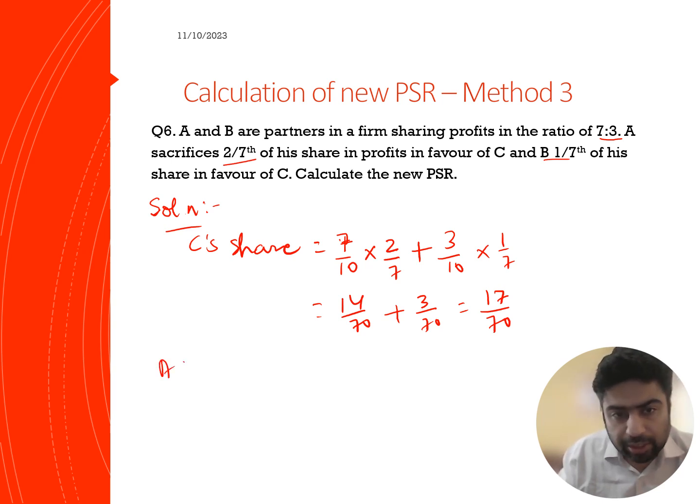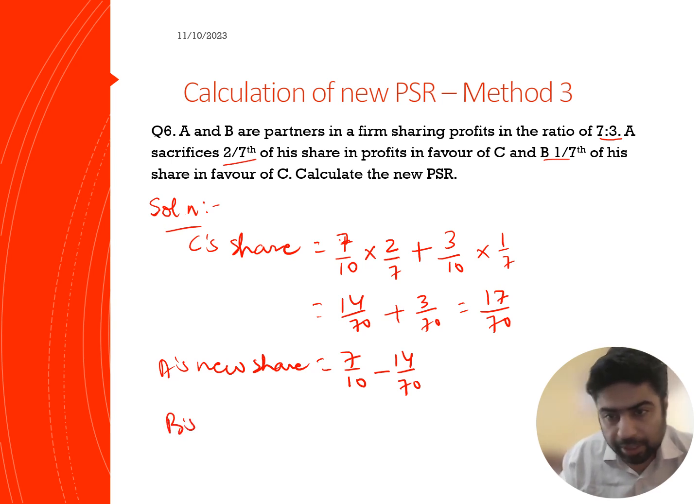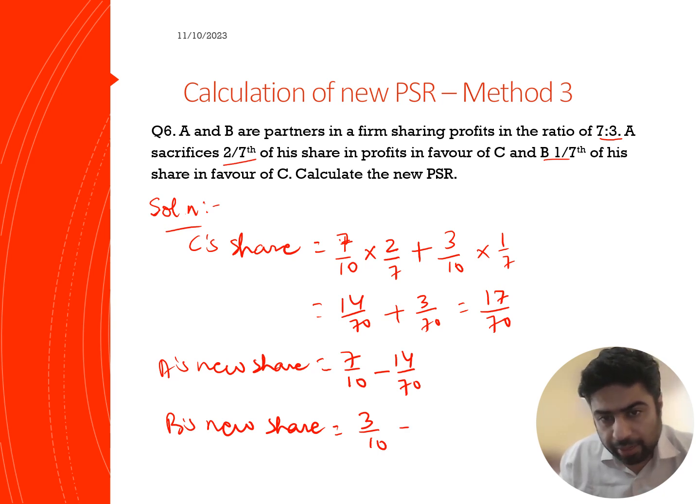So if we want to find A's new share, we know A's old share, which is 7/10, and we know A's sacrifice, so A's sacrifice is 14/70, right? And similarly, if you subtract A's sacrifice from A's old share, you will get A's new share, and similarly B's new share will be equal to 3/10 minus B's sacrifice, which is 3/70.